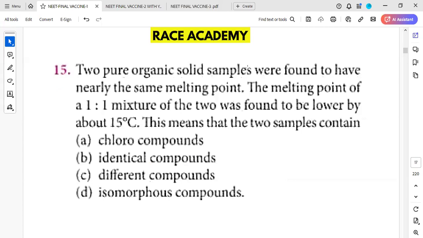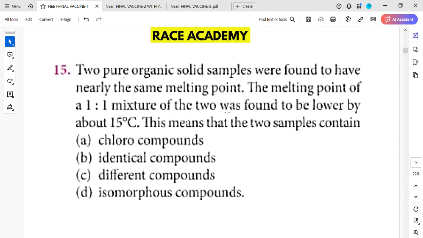Question number 15. Two pure organic solid samples were found to have nearly the same melting point. The melting point of a 1:1 mixture of the two was found to be lower by about 15 degrees Celsius. It means that the two samples contain dash. Carefully observe: organic compound samples have nearly the same melting point, and the melting point of a 1:1 mixture of these two compounds is found to be lower, by about 15 degrees.